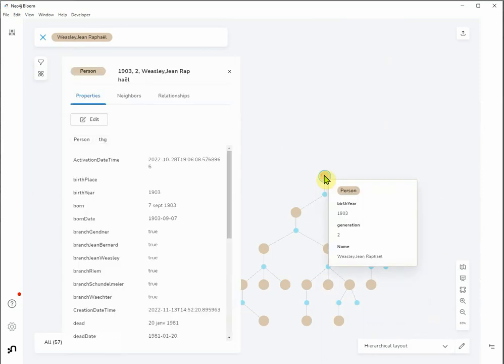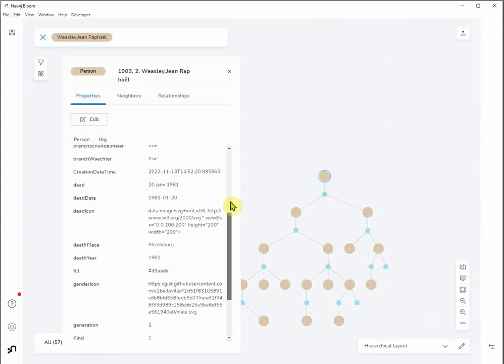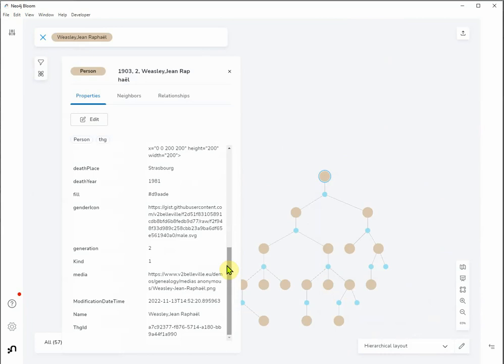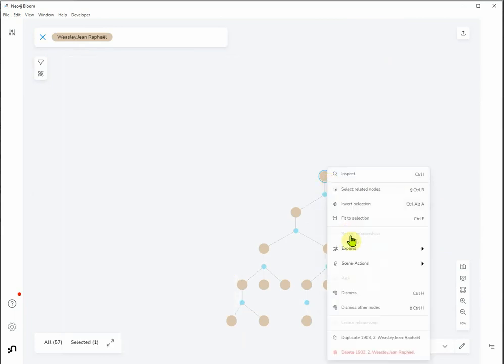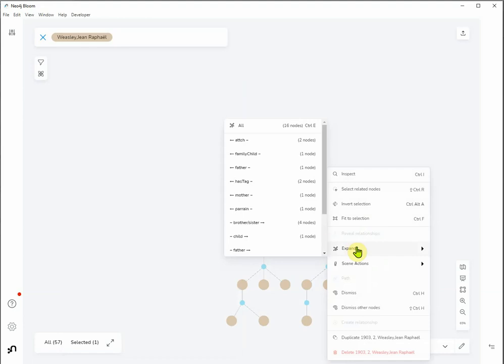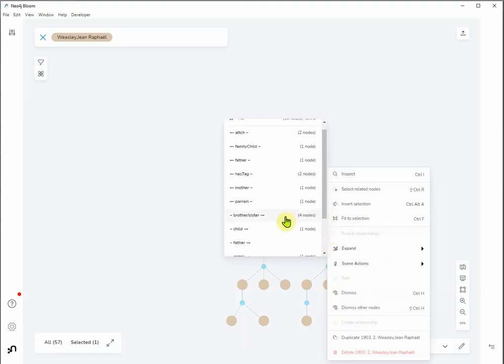You can access more information about each person by displaying the node properties and explore relations that connect to its neighbors. For example, you can see that my grandfather has 4 brothers and sisters and that I've recorded one of his godfather's relations.